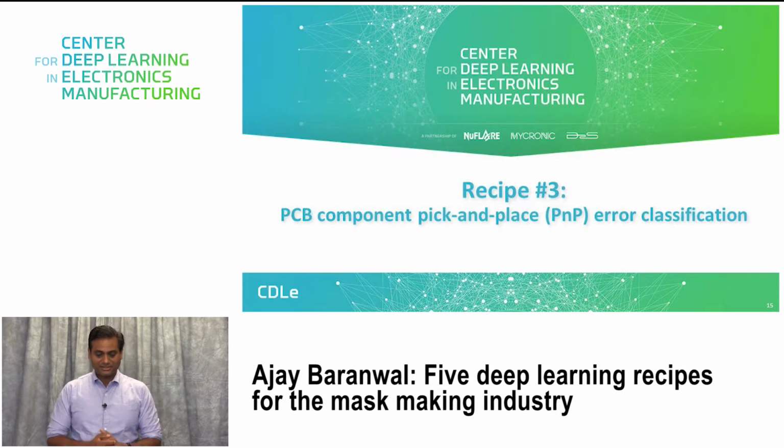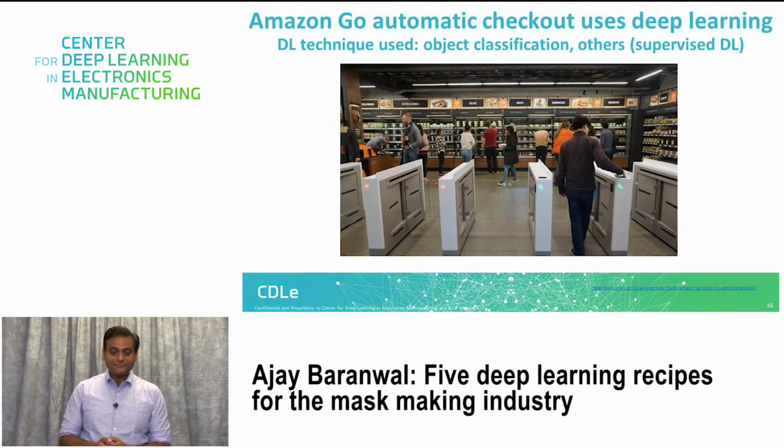I'll move to the third recipe. Now the third recipe does not come from the photomask industry. This is for error classification. However, the same concept can be applied to defect classification in the mask industry. The real-world example was Amazon Go. Amazon Go is a physical store which does not have registers. You walk into the store, pick what you want to buy, and just go out. You do not need to go to a checkout counter, and this is possible with a bunch of deep learning techniques.